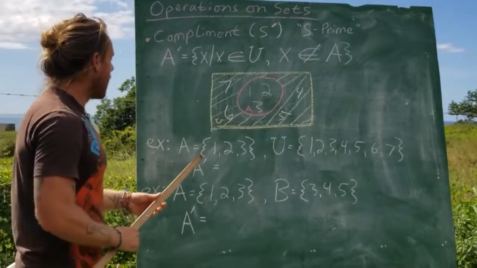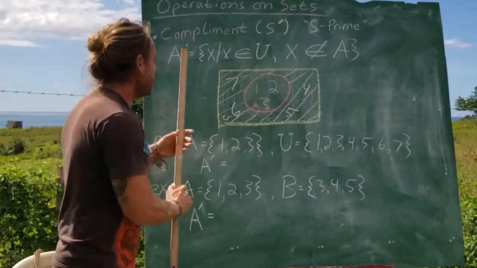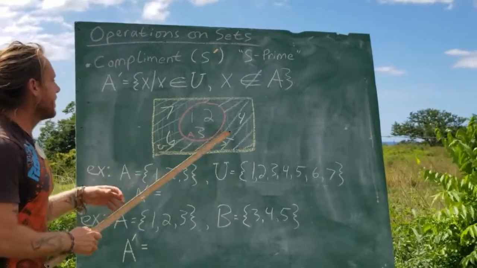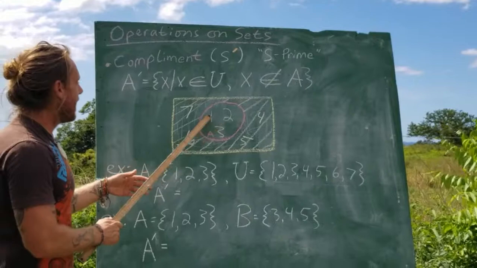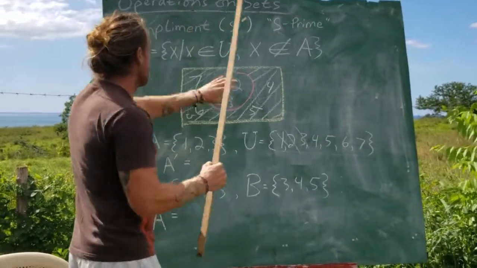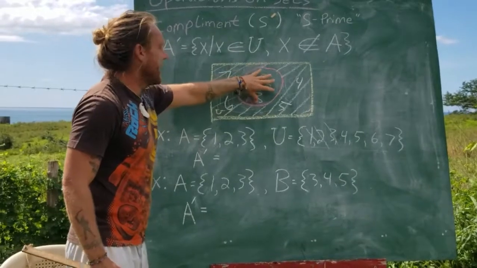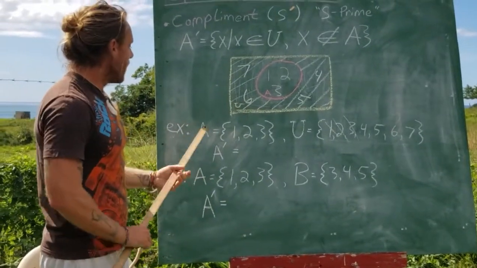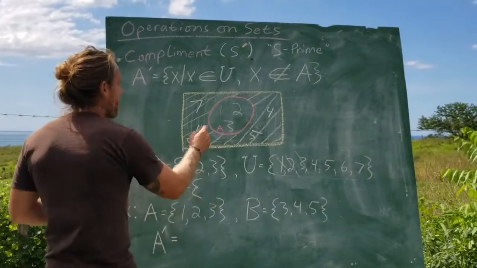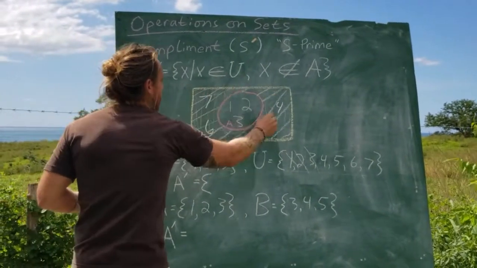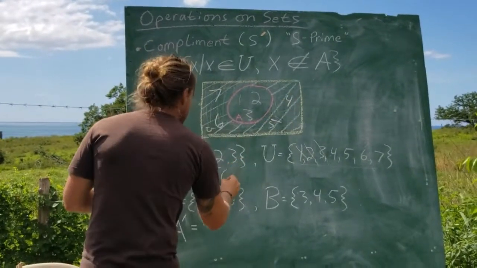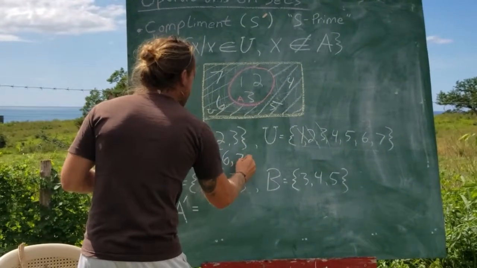So A prime would be all the elements within the universal set, okay? All these elements, but not the elements in A. So not 1, 2, and 3, or not what's in the red A region here. So what would A prime, or the complement of A, be? Well, we can look from the picture. It would be everything out within this region, so 6, 7, 4, and 5. And again, remember, the order in which we write them doesn't matter.